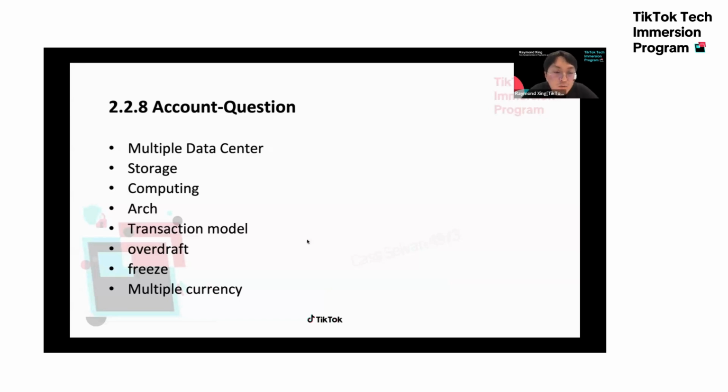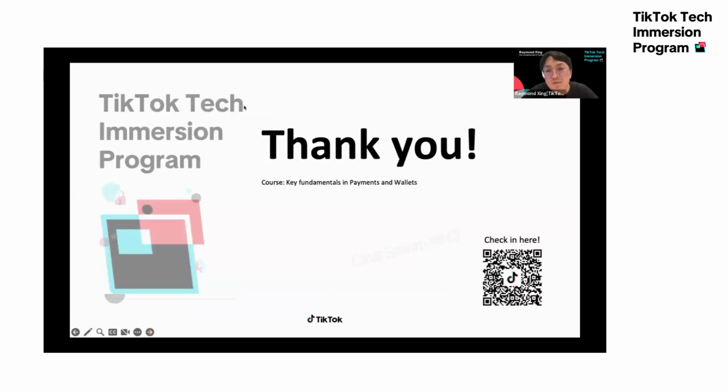Okay, so that's all from my side to share. So roughly, let me summarize this part. For the wallet, we have the display, purchase, transaction, withdraw, and the bottom layer, the account.